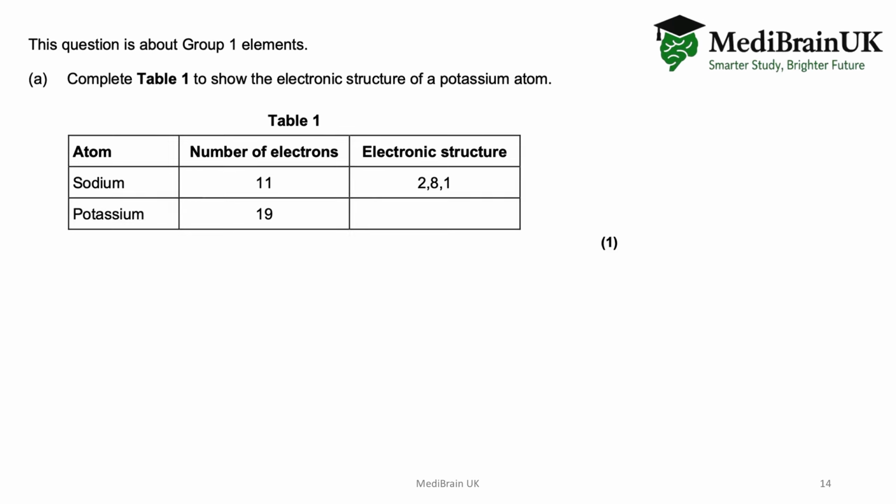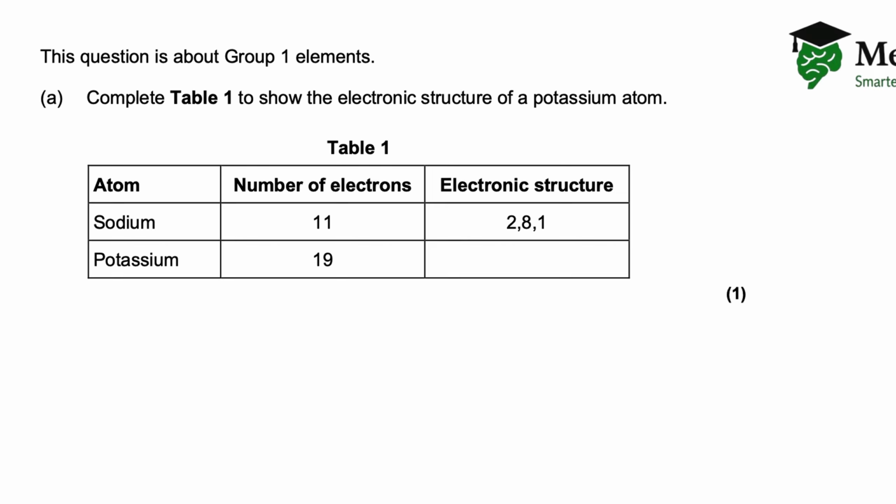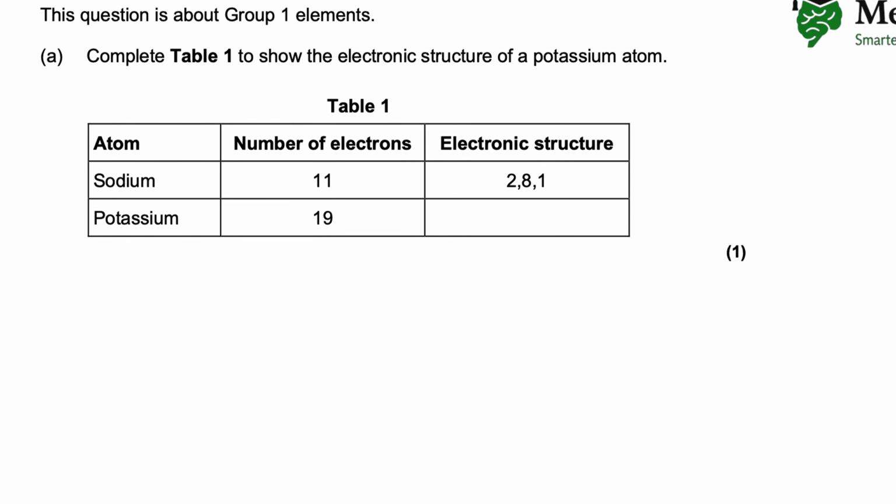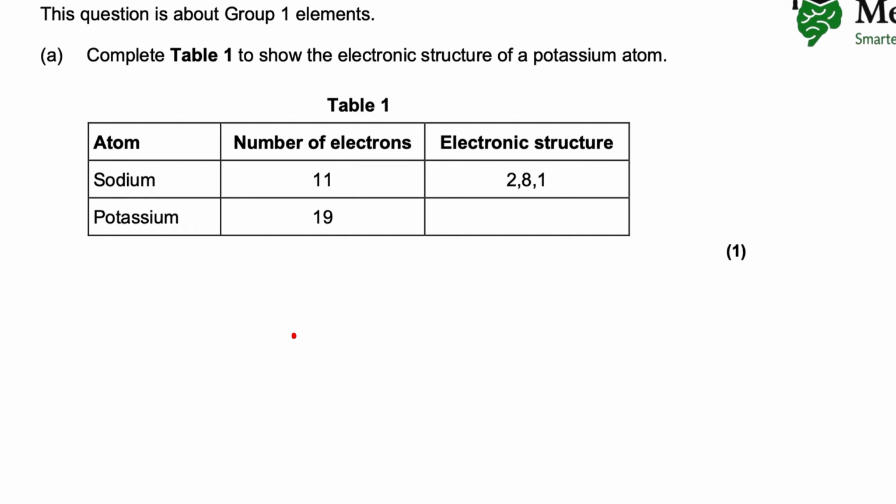So as you can see, we're given the electronic structure for sodium. It has 11 electrons, and that's the electronic structure. Remember, the first shell can hold 2 electrons, the second one holds 8, and then the third one also holds 8. So when we're drawing the electronic structure configuration of potassium, we would have the nucleus in the center.